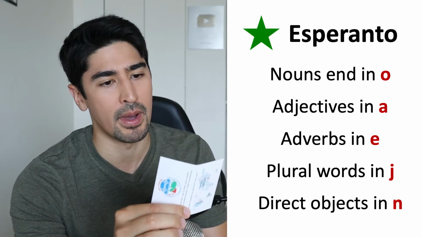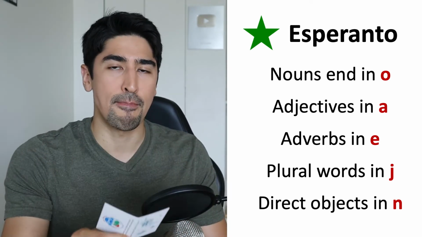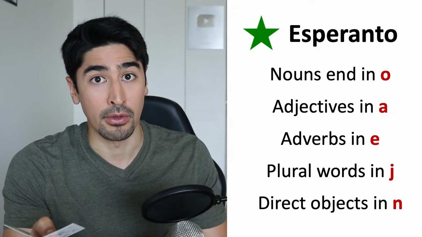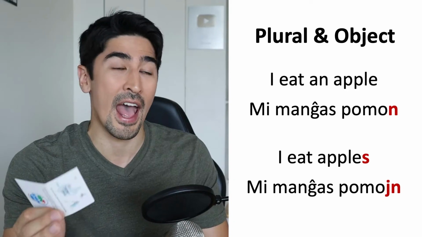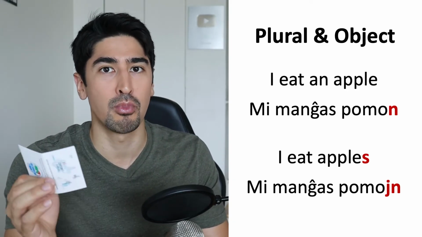Direct object marked by the ending n. So apple becomes pomon. So I eat an apple would be mi manjas pomon. Or I eat apples, mi manjas pomojn. If I want to combine everything, I could say I quickly eat good apples. Mi rapide manjas bonajn pomojn.